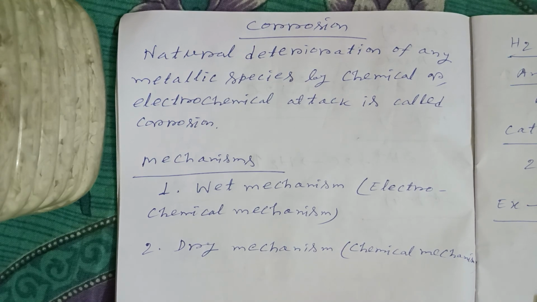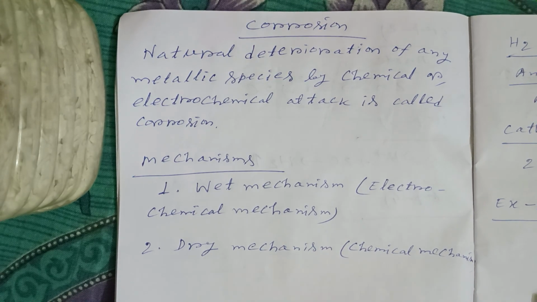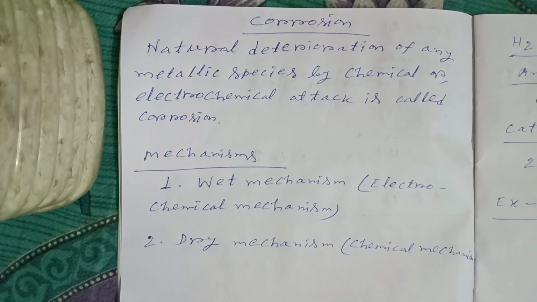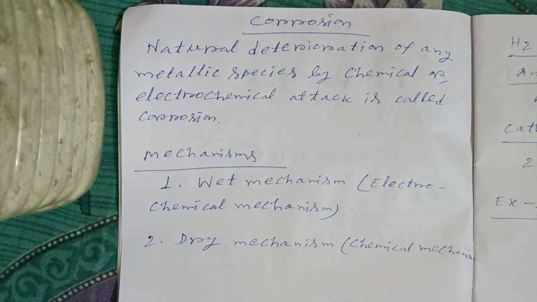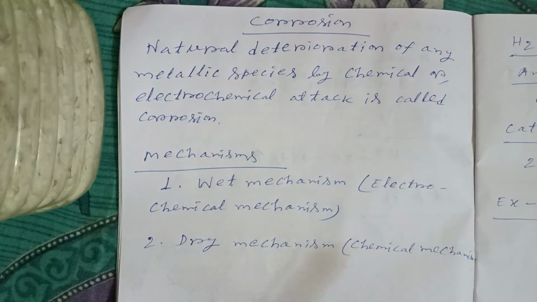Hello friends, today I am going to discuss the mechanisms of corrosion. Before that, we have to recapitulate what corrosion is. Corrosion is a natural deterioration process of a metal by chemical or electrochemical attack.